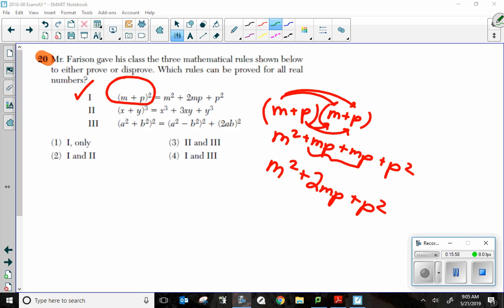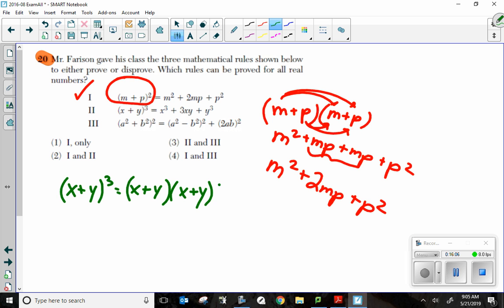Number 2, if I take x plus y and cube it, that means I need to take x plus y and multiply it by itself 3 times. And I know for a fact my first term should have x cubed, because it's x times x times x. My last term should have y cubed. But the terms in between them, I should have x squared y to the 1, then x to the first, y squared. Okay, the exponents should always add up to 3.